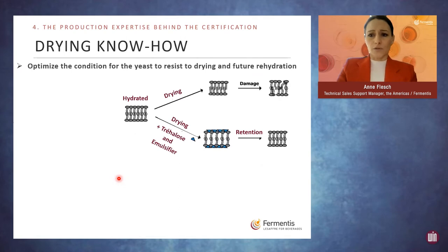So now let's move to the drying know-how. Like I said, we optimize the conditions for the yeast to resist the drying. That is a quite tough process on the yeast, and that's where you have to be very gentle. So we are optimizing, for example, the trehalose and emulsifier content that are really helping with the retention of the shape of the membrane during drying. Once you're done drying, you have a nice retention of the shape of the membrane, versus without these components, you can have damages to the membrane.